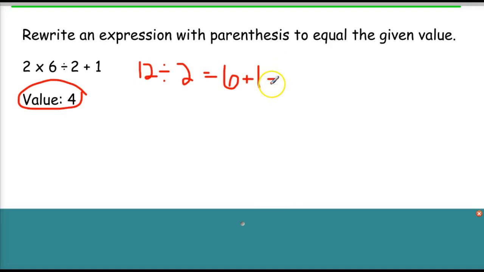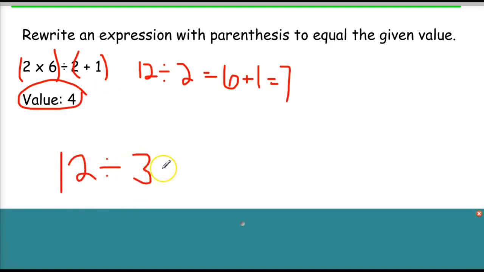So my answer is 7, but they want me to find the value of 4. So all I have to do to be able to find the value 4 is I have to put 2 times 6 in parentheses and 2 plus 1 in parentheses. And if I do that, then it's going to be 2 times 6, which is 12, divided by the 2 plus 1, which is 3. 12 divided by 3 equals 4. And that's how I find the correct value, by adding parentheses.